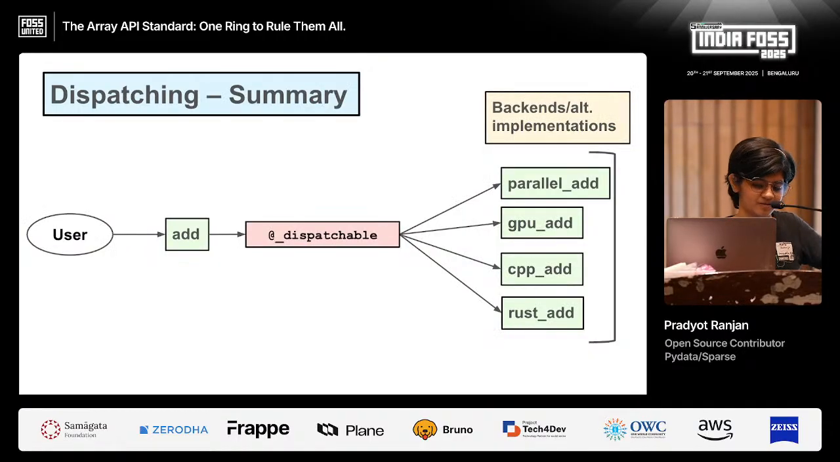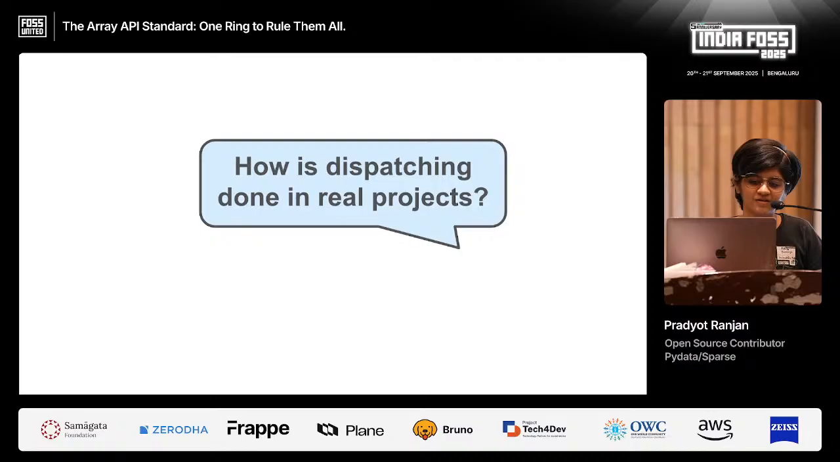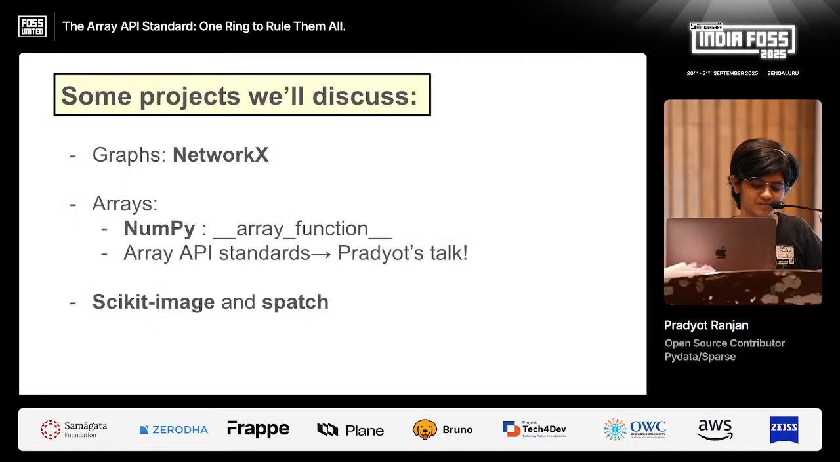So this is basically dispatching: the user calls the add function and dispatch will just dispatch to whatever implementation the user wants to run. Now we are going to see examples of NetworkX, NumPy, and then a little bit of scikit-image and Spatch, and how dispatching is implemented in those projects.